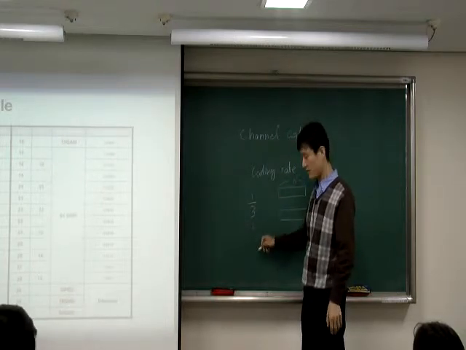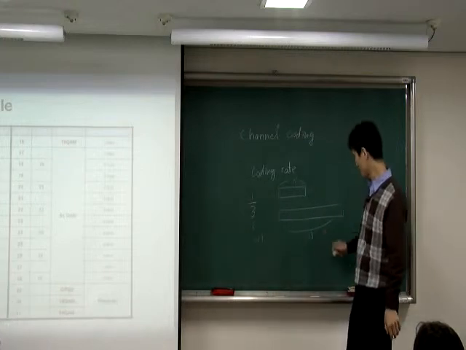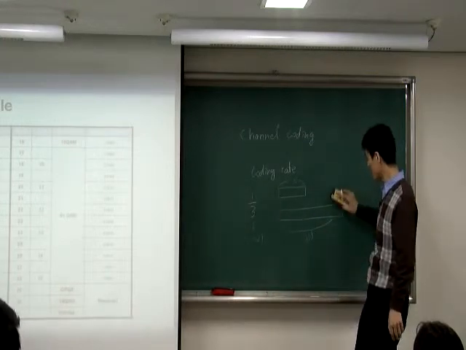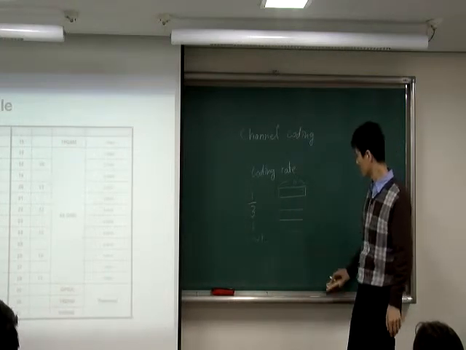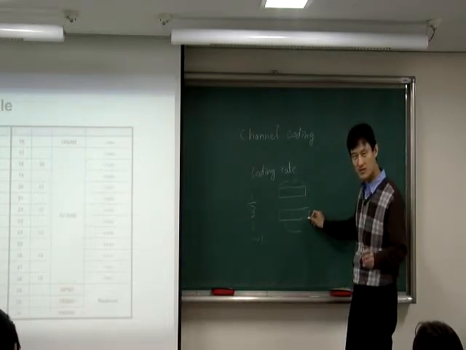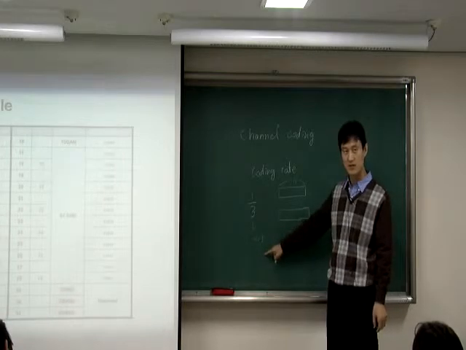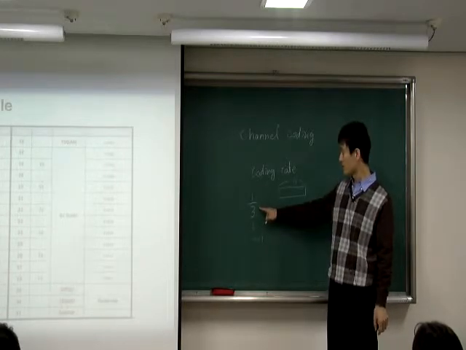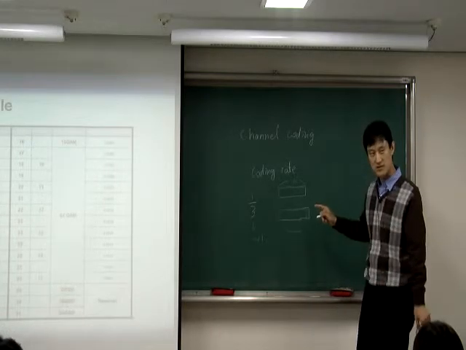So if you have a higher coding rate, let's say it's close to 1, that means you have almost the same size, less redundancy, right? We have only small redundancy. That means higher coding rate. A small coding rate basically means that you have more redundancy.